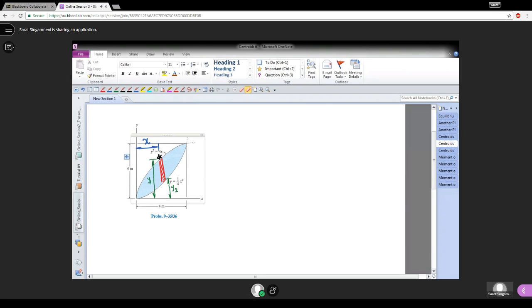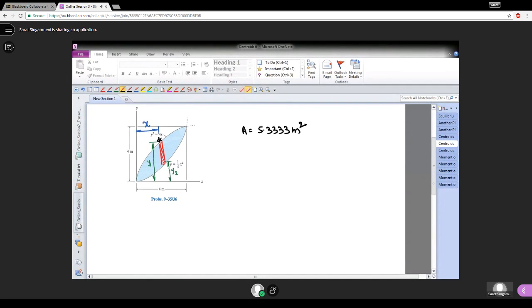Now we want to take the sum of the moments. We already have the area of the curve, 5.3333 meters square. We already got it. So now we want to take the sum of the moments about the x-axis, so that A times y bar equals dA times, what we should do now in the calculation of the centroid is we need to take the center of the strip and write its distance from the moment axis. So let's call it y bar.